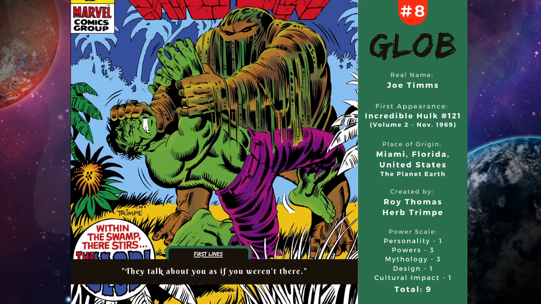Moving on to number 8, we have the amazingly named Glob, who's actually kind of a fun character and one of my more favorite obscure Marvel characters. His real name is Joe Timms, and he first appeared a little before Marvel went with the Man-Thing as one of their more swamp/bayou characters. And so you might want to look at the Glob as like a discount Swamp Thing or Man-Thing.